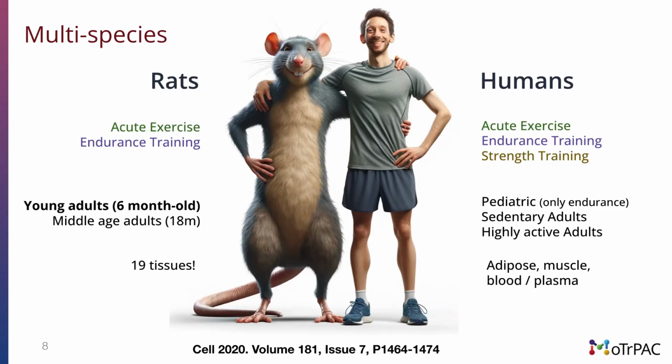And for the human studies, we are also currently studying acute exercise responses. We use, in this case, cycling and resistance exercise. We are studying as well chronic training adaptation of cycling and resistance training. We have different cohorts, including pediatric, where we only do endurance exercise, and sedentary adults, but also highly active individuals. What are the tissue samples collected for humans? It is adipose, muscle, and blood and plasma.